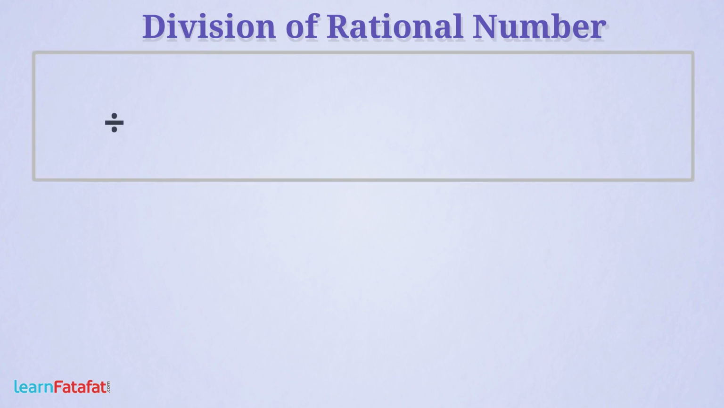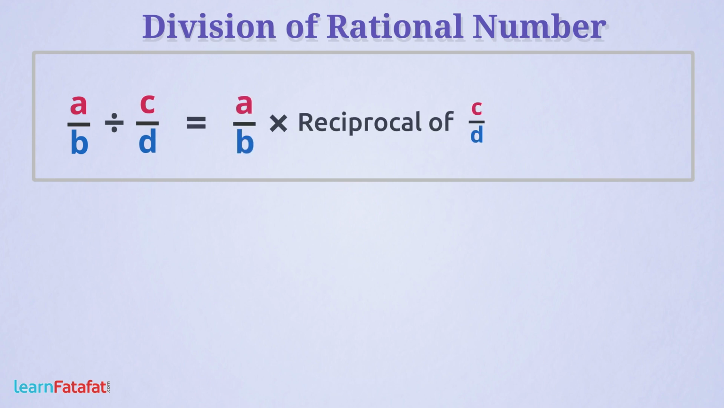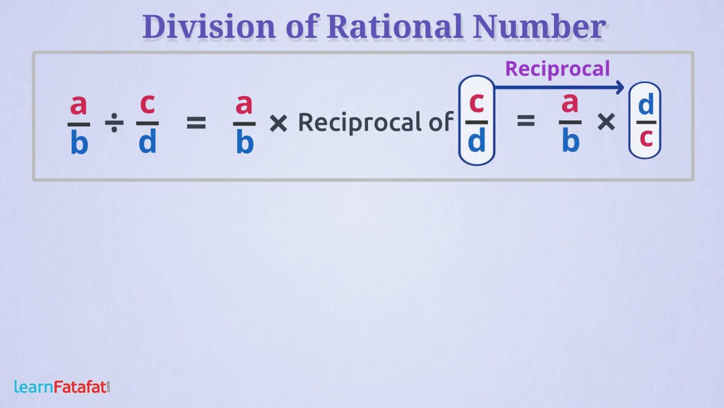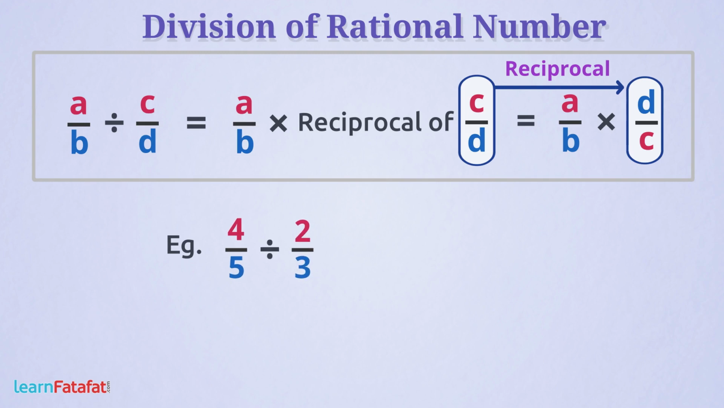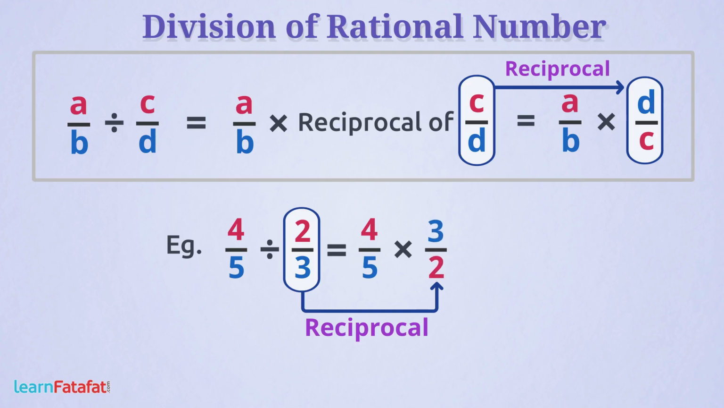Basically, dividing a rational number a by b by another rational number c by d is same as multiplying it by the reciprocal of c by d. For example, 4 by 5 divided by 2 by 3. The division problem can be converted into multiplication problem by taking reciprocal of 2 by 3 as 3 by 2. Product of numerators gives the numerator of the resulting fraction and product of denominators gives the denominator of the resulting fraction. Further simplifying this fraction, we get answer 6 by 5.